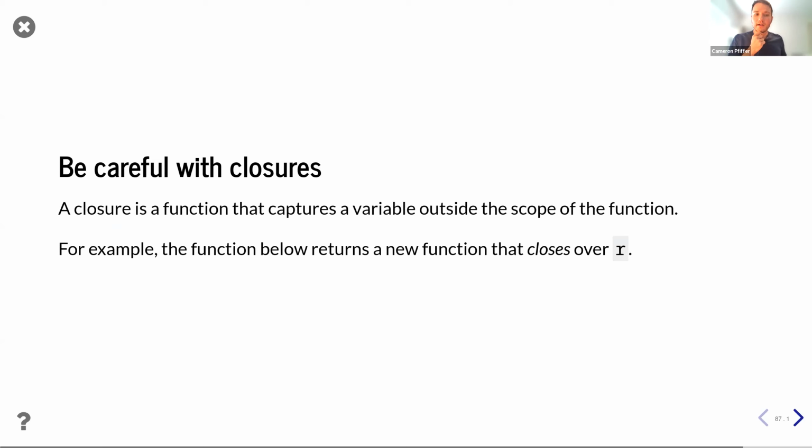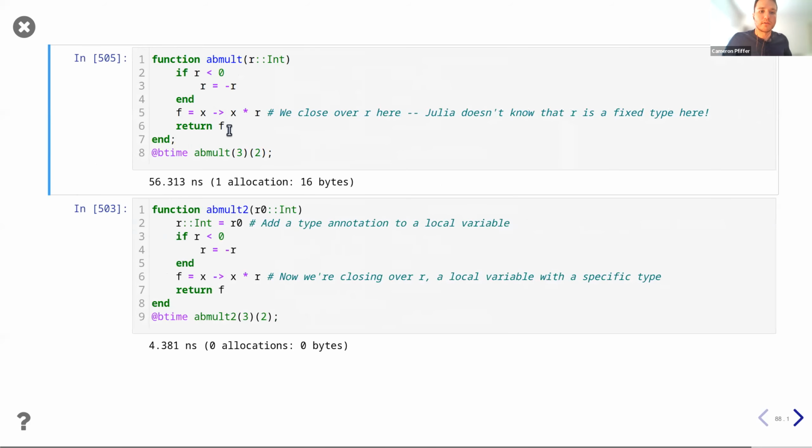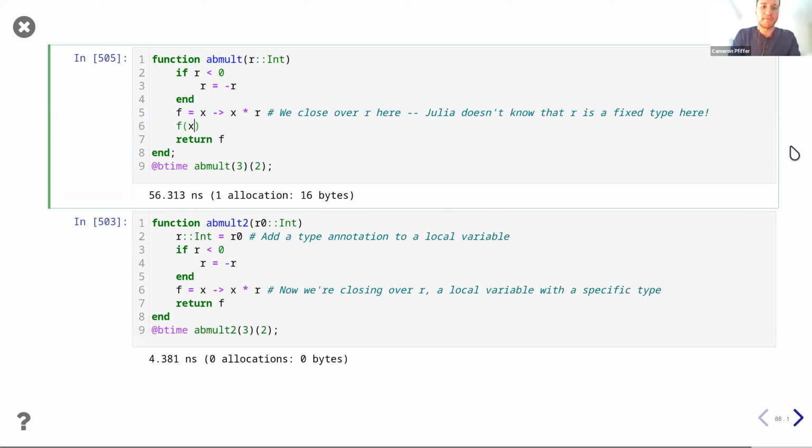So you may not have heard the word closure. A closure is a function that captures a variable outside of the scope of that function. I'll show you an example of what that looks like. So ab_mult here is taken from the Julia docs. It's a very handy little guide. All it does is accept an integer r. If r is less than 0, it flips the sign of r. And then we create a new anonymous function, right? It's equivalent to if I wrote f(x) = x * r, right?